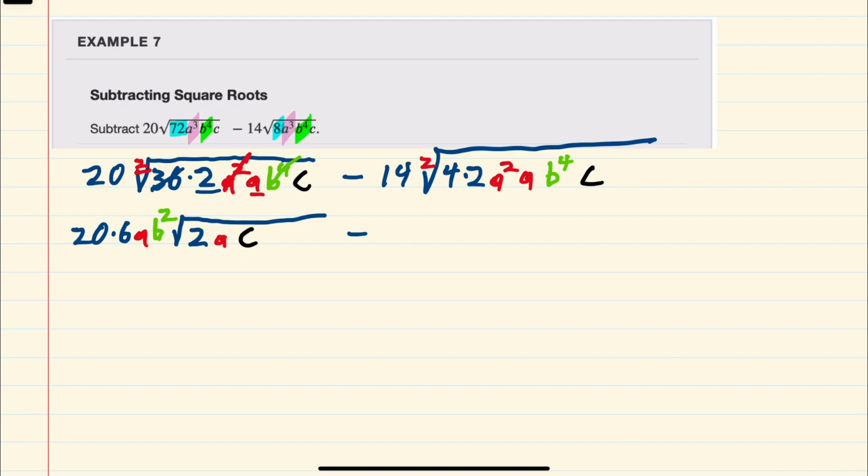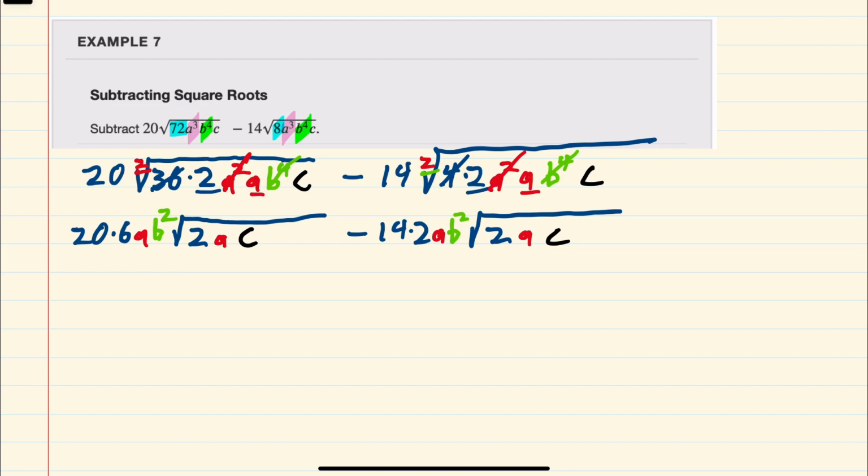And then for this second expression, doing the same, the 4 comes outside as a 2, leaving me this 2 still under the radical. And then like in the first example, the a squared comes out as an a. 2 divided by 2 is 1, so just to the first power. This other a is still under the radical. The b4 comes out as a b2, since 4 divided by 2 is 2. And then the remaining c.